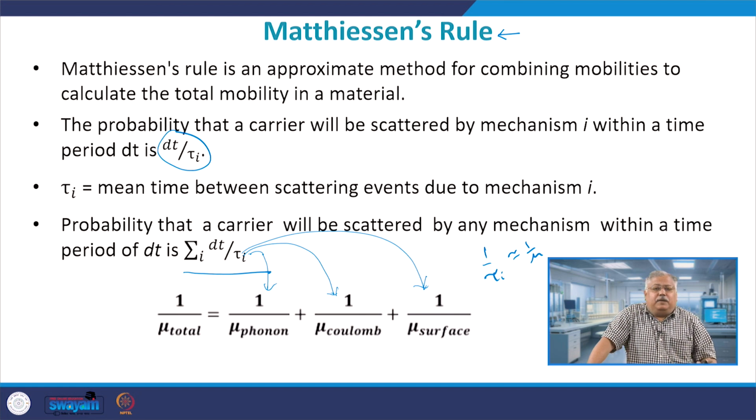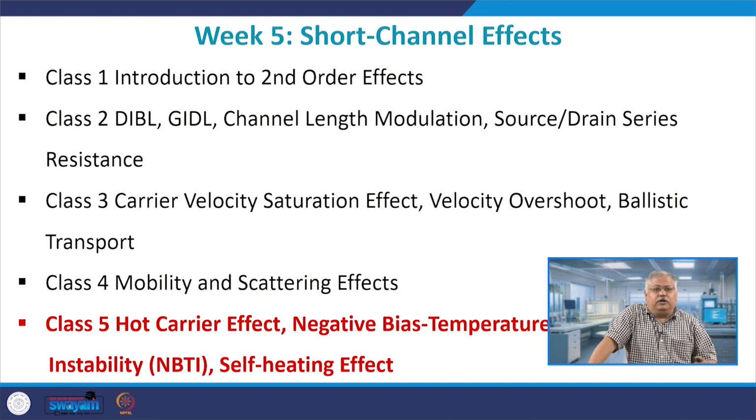So, the Mathiessen's rule tells me that the overall mobility will always be less than the least. That is a rule of thumb when you apply a mobility model.